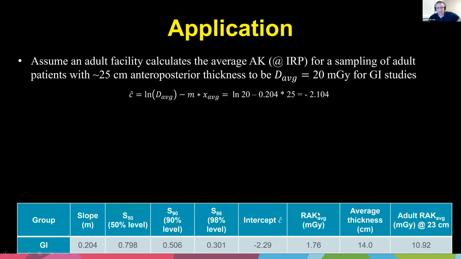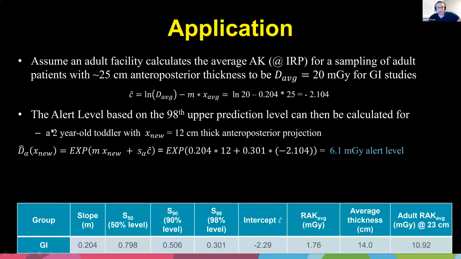So I'm going to use this data here, and I'm going to use this equation to scale this facility's data to ours. I know D average, because I looked it up at the facility, is 20 milligray. The M value comes from right here. X average is their average patient thickness, 25 centimeters. So I do the calculations and it comes up with a scaling factor of negative 2.104.